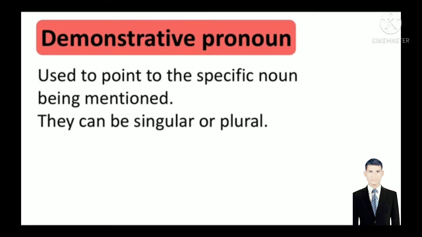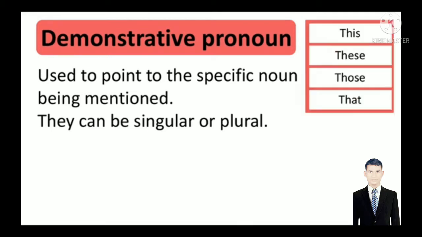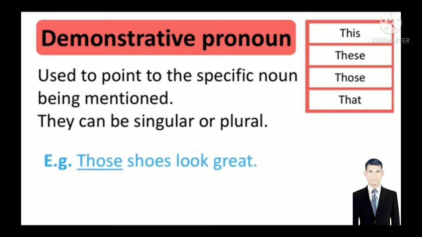Demonstrative pronoun. This type of pronoun is used to point to the specific noun being mentioned. They can be singular or plural. For example, this, these, those, that. Those shoes look great. These apples are red.